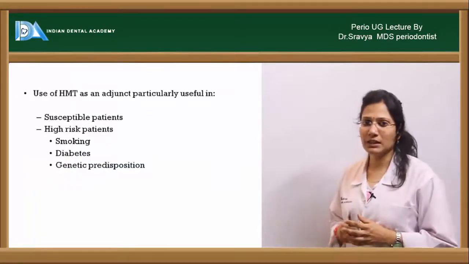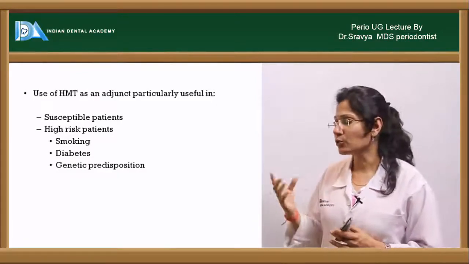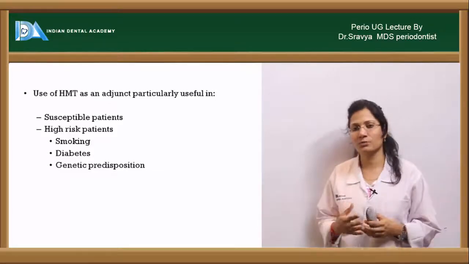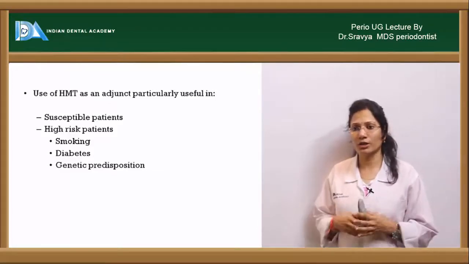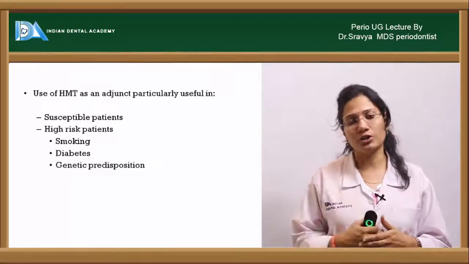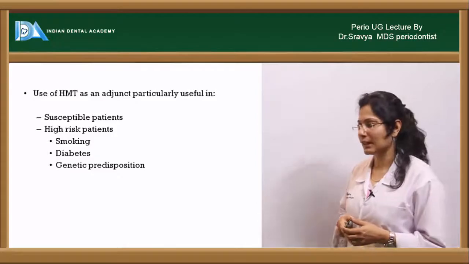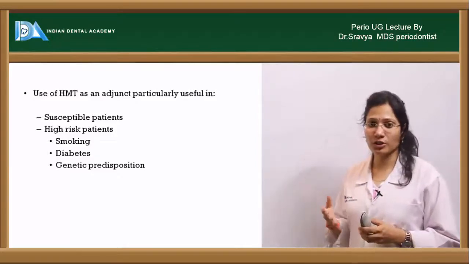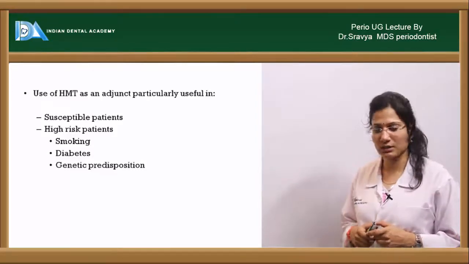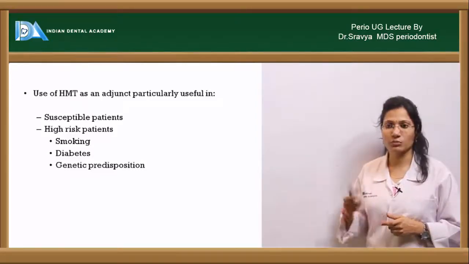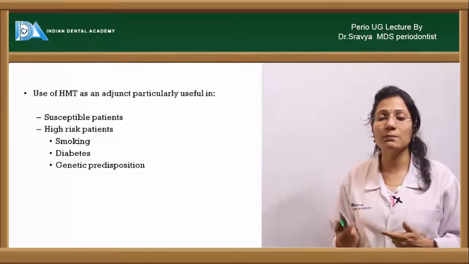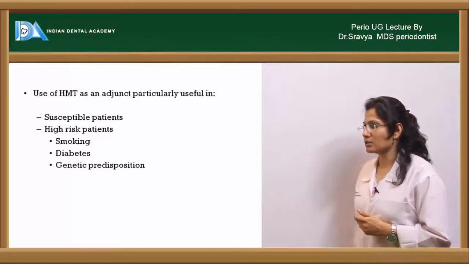The use of HMT as an adjunct: most of the time, you don't incorporate HMT just as an alternative treatment to the regular protocol. You just incorporate HMT as one of the adjunctive modalities of your periodontal therapy. So it can be used as an adjunctive therapy in all these situations, like in patients who are susceptible to periodontal diseases, and then high risk patients who include smokers, your diabetic patients, and the ones who are genetically predisposed to development of periodontal diseases.